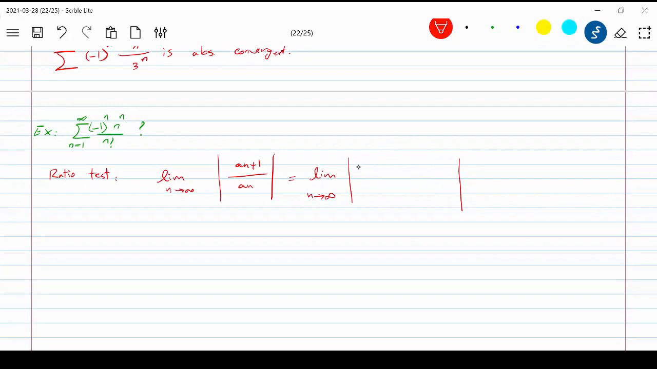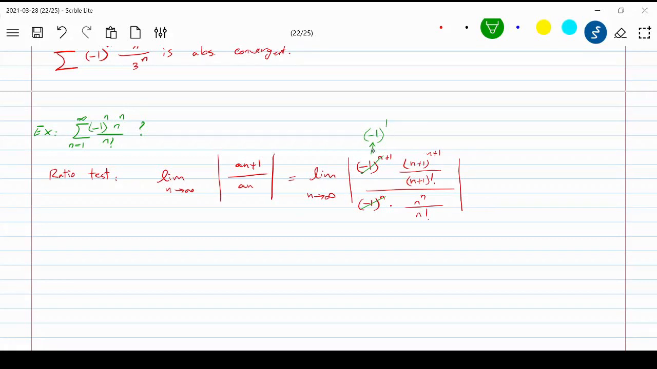If I replace n with n plus 1 everywhere, I get (n plus 1) to the power n plus 1, divided by (n plus 1) factorial. And here, if I replace n everywhere, I will get negative 1 to the power n times n to the power n divided by n factorial. Here's the good news. The good news is you can cancel out these guys, and there's only one negative sign left, so there is a negative 1 to the power 1 left.